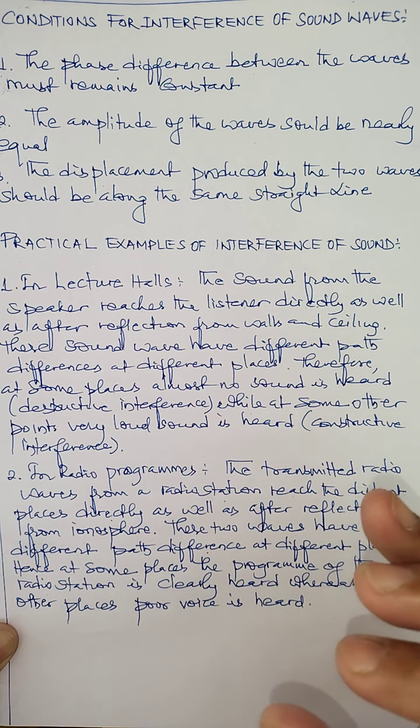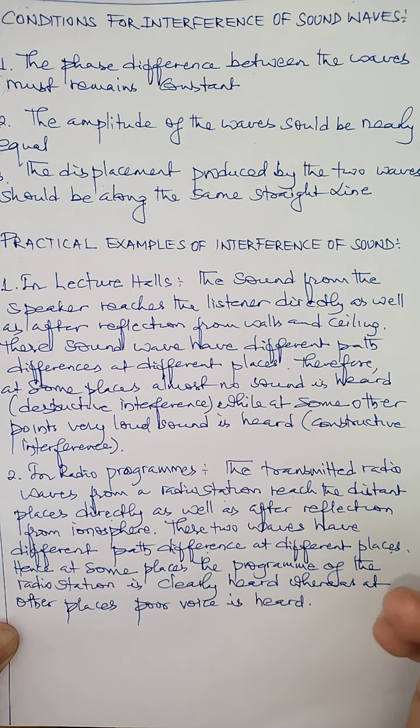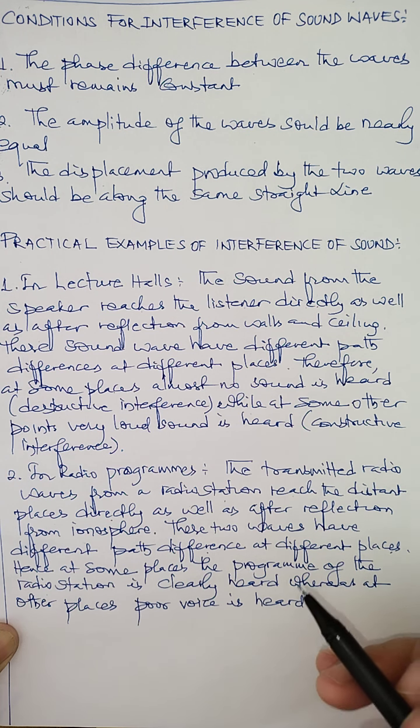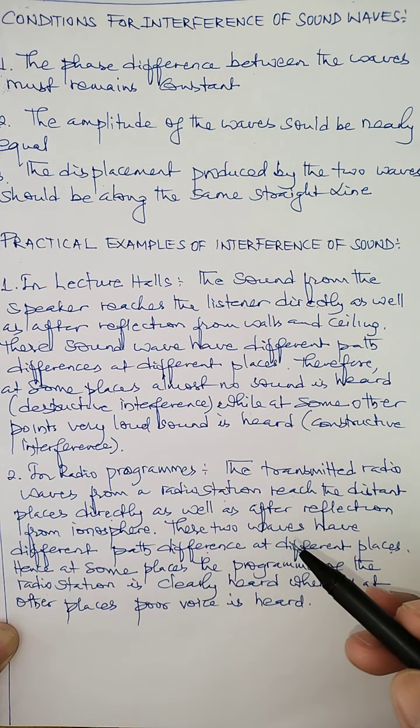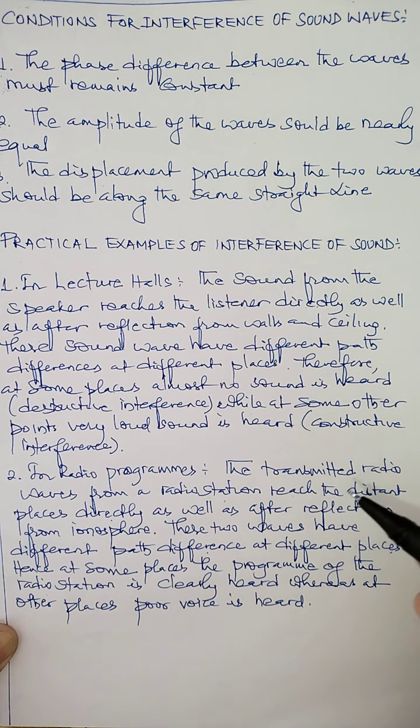At some places we can hear a sound of large intensity, meaning a loud sound, and in some places we can hear a sound of minimum intensity, meaning less intensity of sound. So these two are good examples to understand the practical examples of interference of sound. So we have done in detail the interference of sound.